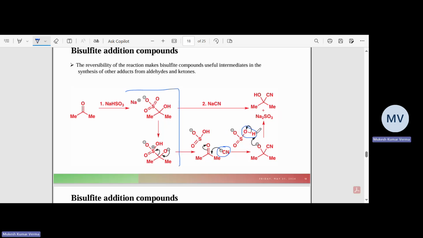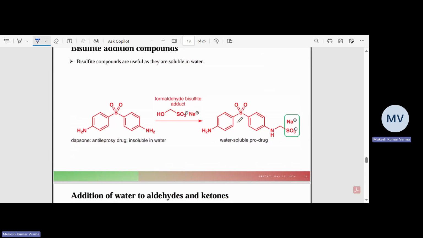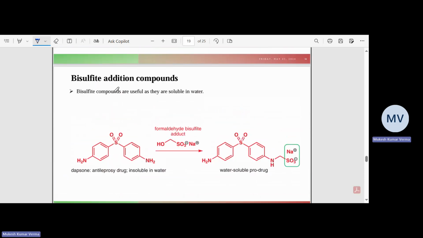When the proton is provided by bisulfite, then we don't require the HCl, and there is less chance of creating HCl, which is toxic in nature. And this is another example. The bisulfite compounds are useful because they are soluble in water. Very important thing, bisulfite compounds are soluble in water.